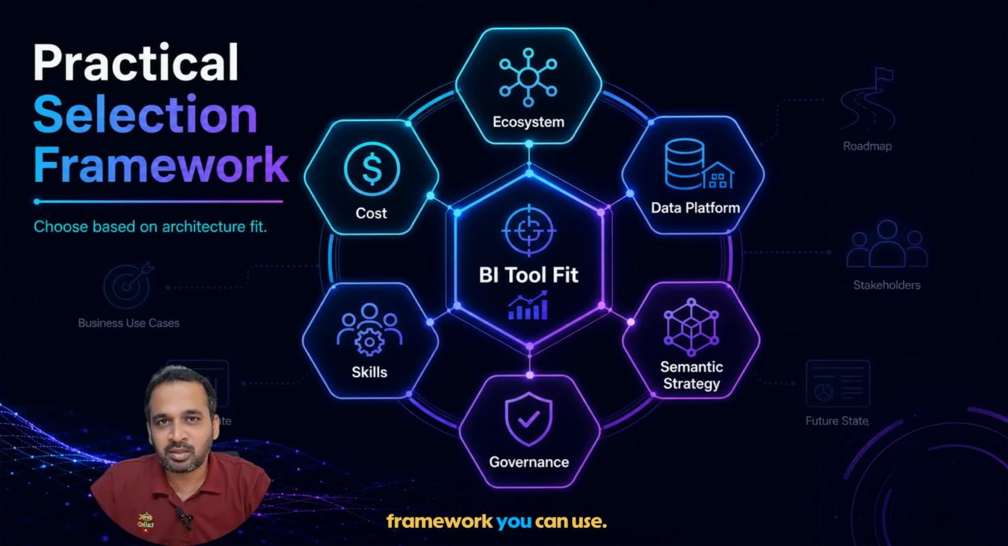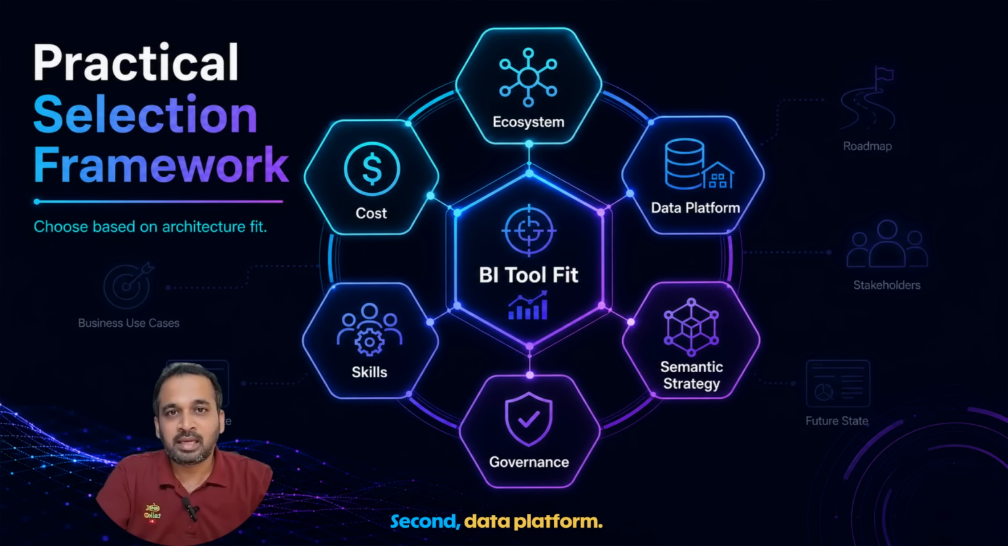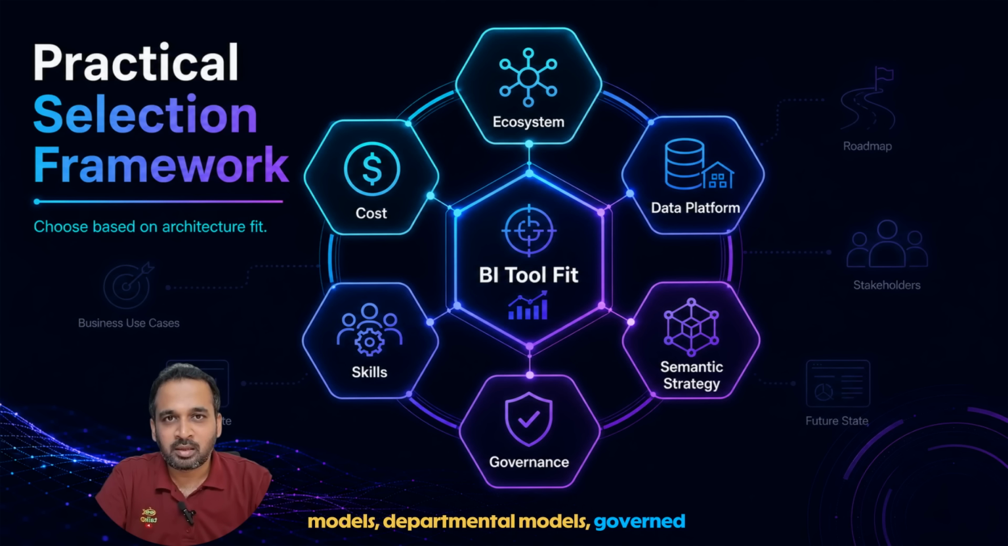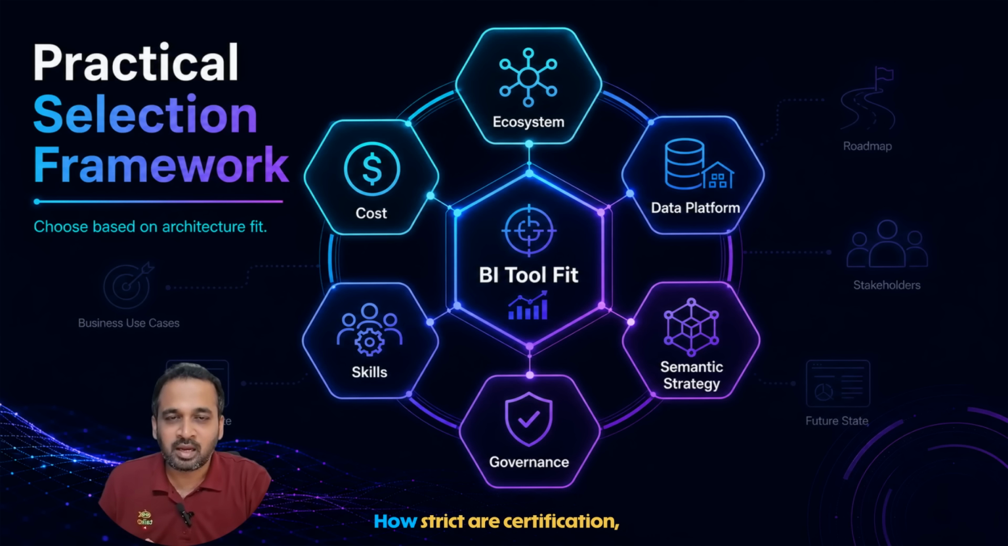Here is a practical framework you can use. First, ecosystem fit. Is the organization Microsoft heavy, AWS heavy, Google Cloud heavy, Salesforce heavy, or mixed? Second, data platform. Where does the data live today and where is it moving? Third, semantic strategy. Do you need centralized models, departmental models, governed metrics, or code-driven semantic definitions? Fourth, governance. How strict are certification, security, lineage, deployment, and access requirements? Fifth, skills. Which tool can the team realistically build, govern, and support?